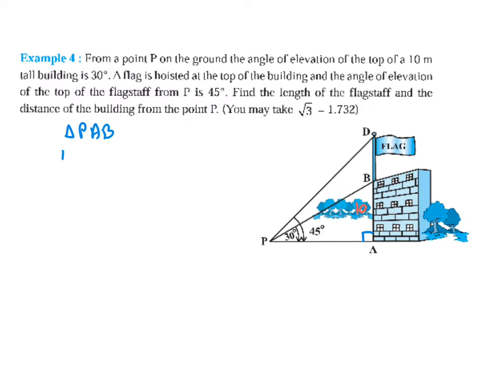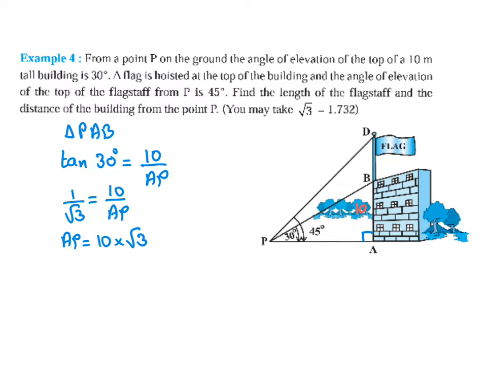30 degrees. So tan 30 degrees is equal to opposite, which is AB, that happens to be 10, divided by adjacent AP. Tan 30 is how much? 1 over root 3. So 1 over root 3, by now you need to know these trigonometric ratios, equal to 10 over AP. So cross multiplying, AP is going to be 10 times root 3, that happens to be 17.32 meters. So now we know what's AP, 17.32 meters. So that is the distance of the point from the foot of the building.